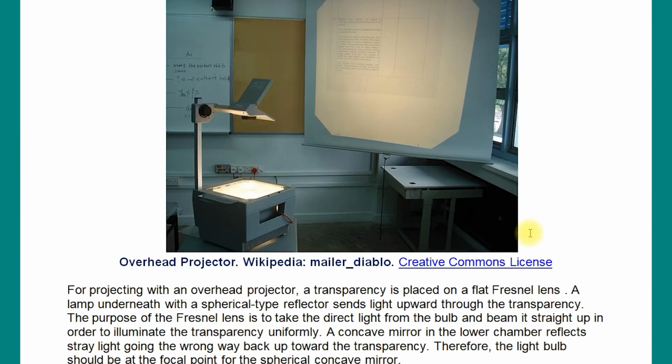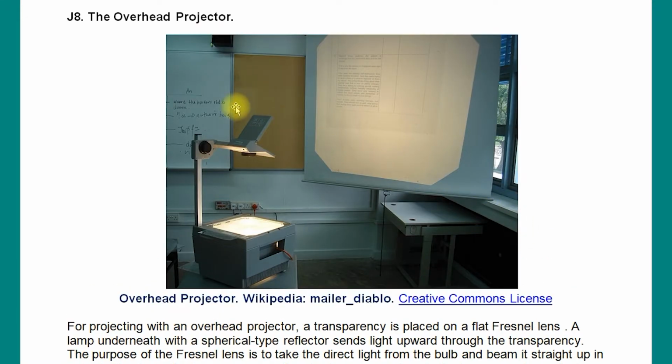The overhead projector, J8, and here this is like a museum piece now. Not really used that much, but this is actually a Fresnel lens. This lens here is flat, and you want it to be flat. See, nice flat lens there. You can put your transparency on.